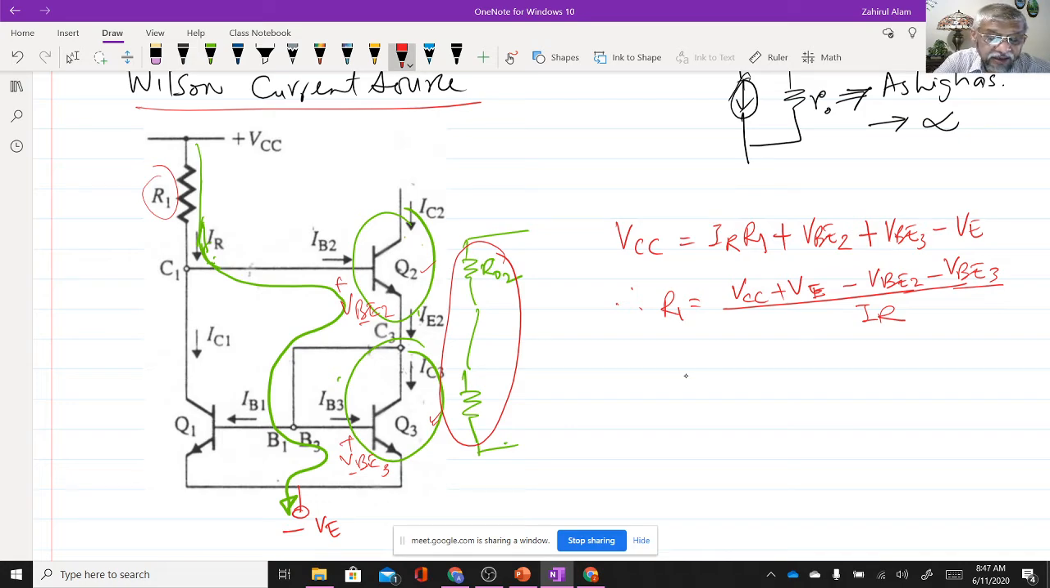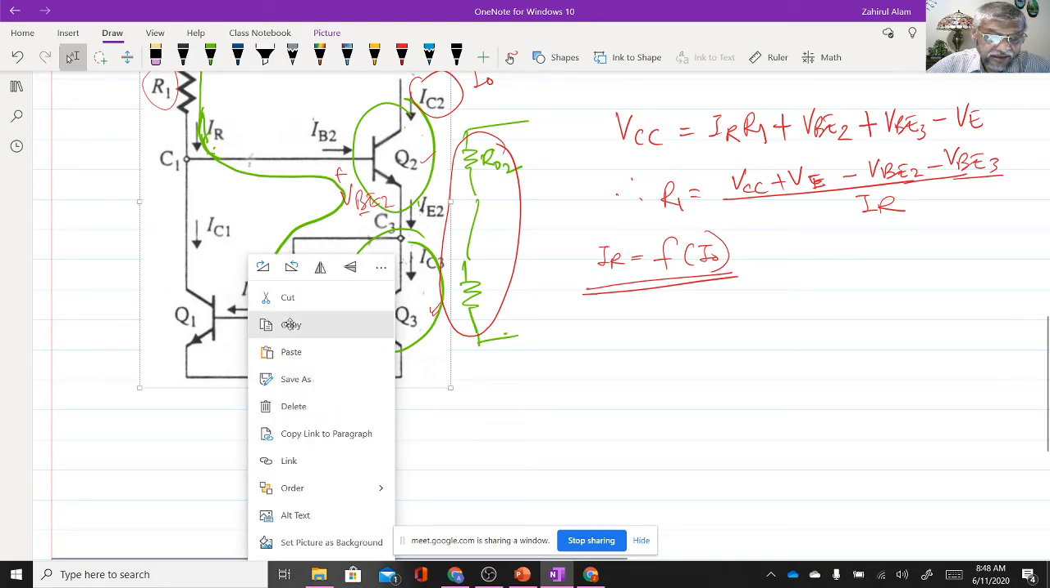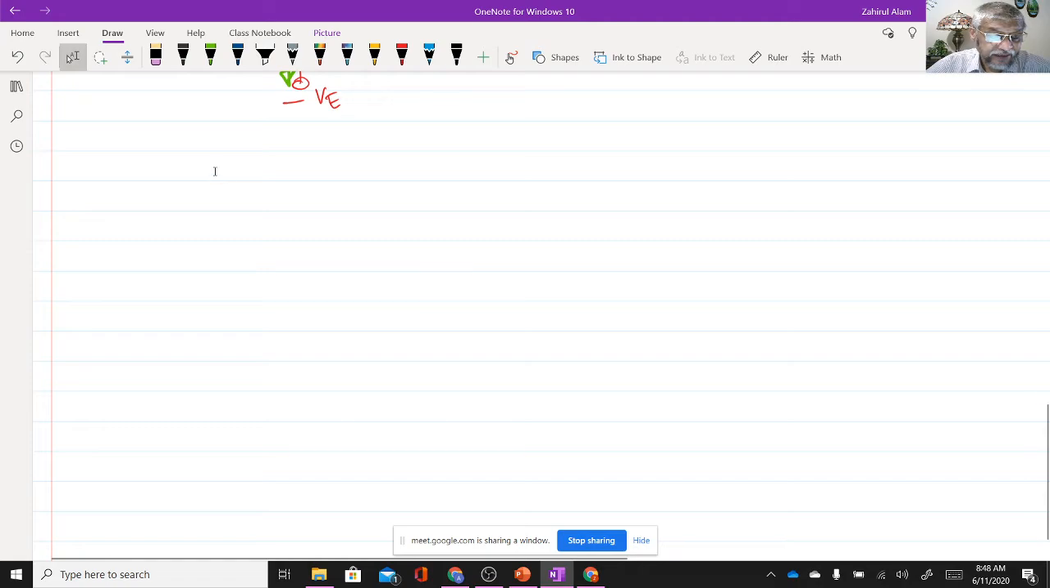Now for a particular output current I naught, we need to design this current source. How can we design it? We need to find the relationship between IR and I naught. If we find the relationship between the input current and reference current, then we can design the value of R1. How can we find this? Again, as in the last class, we need to apply KCL.